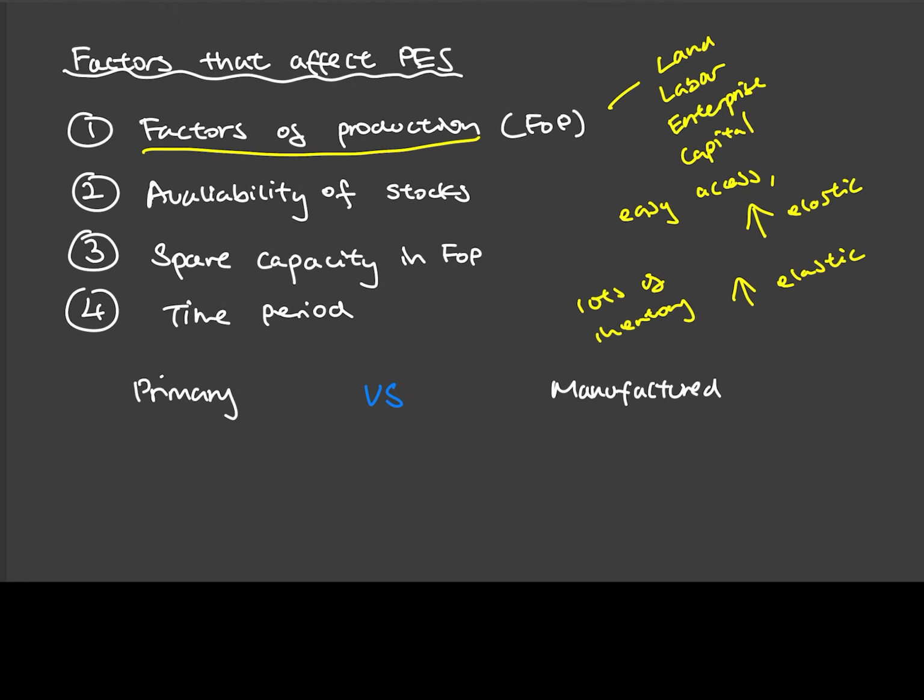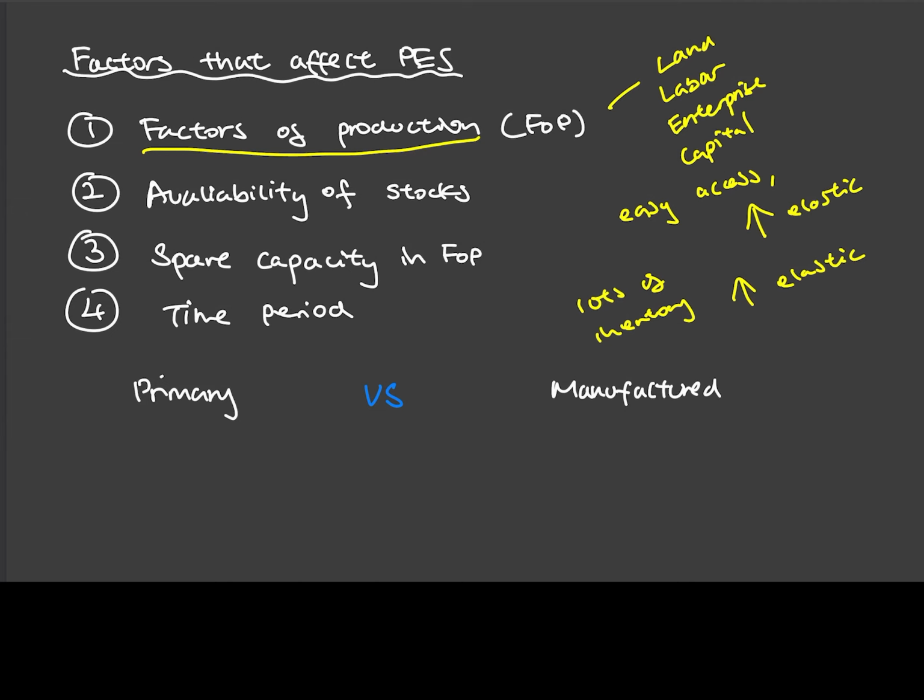The third factor that can affect PES would be spare capacity. That's similar to the first one. Let's say you're operating at 50% capacity. You have another 50% that you haven't utilized at all. It's just sitting there waiting for you, right? So if you want to increase supply quickly, you can just use that other 50% without having to build another factory, which will take a longer time, right? So that is why having lots of spare capacity would make you more price elastic when it comes to PES.